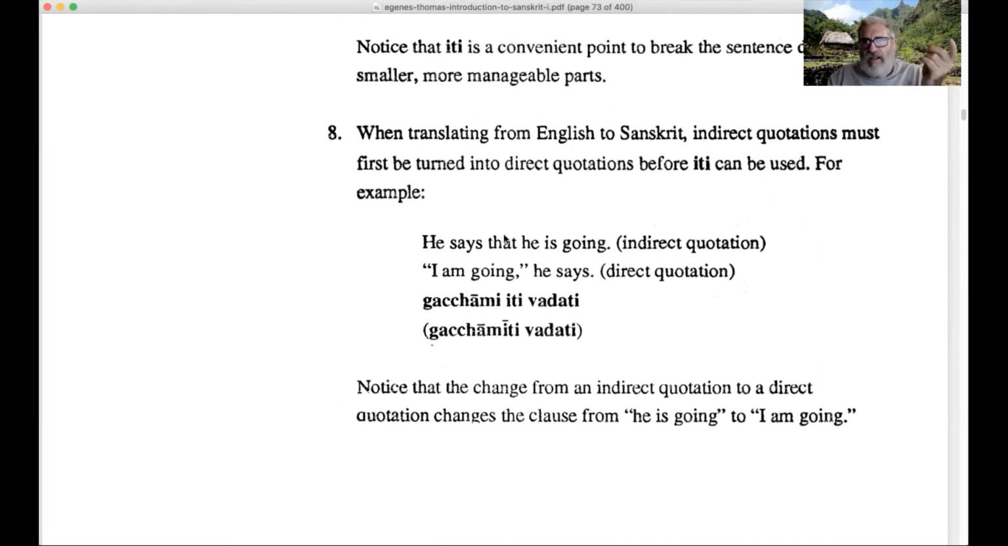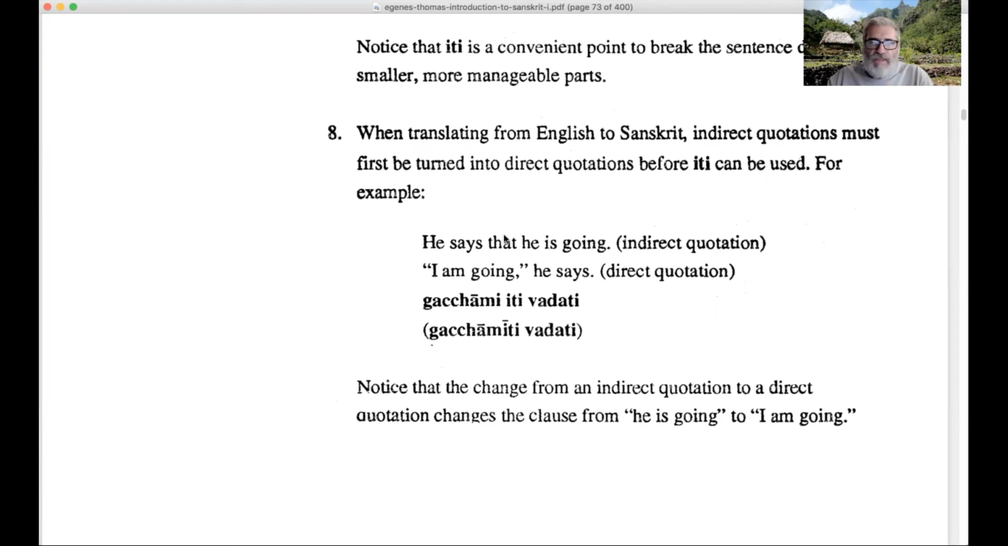So now, when translating from English to Sanskrit, indirect quotations must first be turned into direct quotations before you can use iti. Of course, there are other ways of saying it in Sanskrit, but we don't know them yet. So if we want to take some indirect speech and translate it into Sanskrit, we have to turn it into direct speech, because the only way we know to show speech, either direct or indirect in English, when we put it into Sanskrit, is with this iti. So it must first be turned into direct quotations before iti can be used.